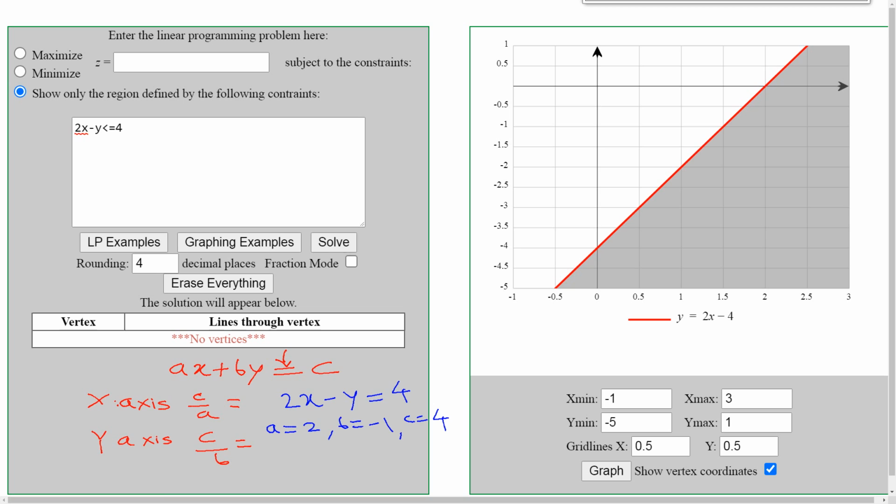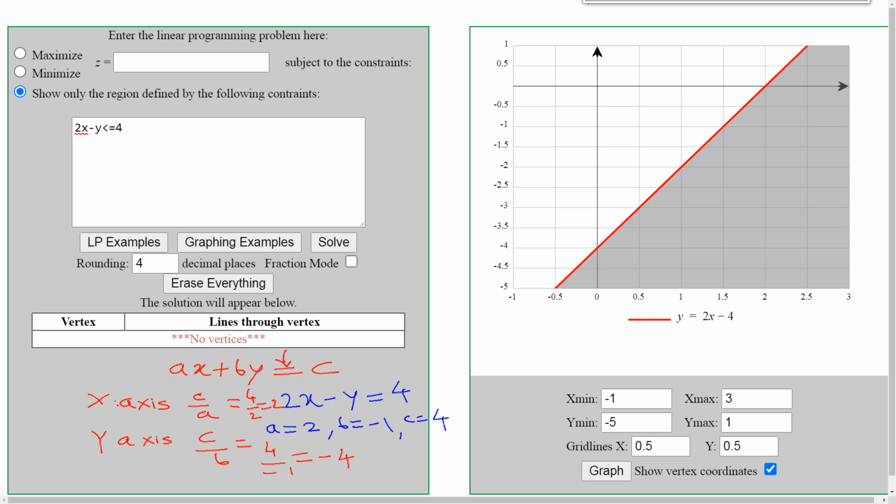Point on x-axis will be c upon a. So that is going to be equal to 4 upon 2, and it is equal to 2. And c upon b, here it is 4 upon minus 1, which is equal to minus 4. So thus we obtain the line 2x minus y is equal to 4.